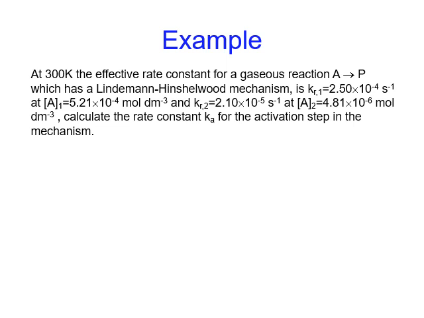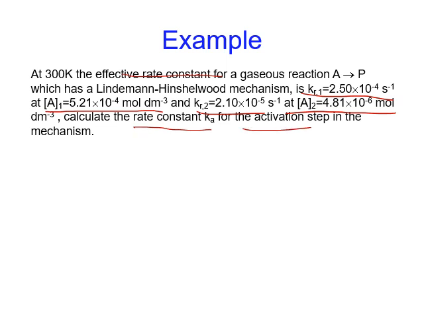Example: at 300 Kelvin, the gas phase reaction A to P follows the Lindemann-Hinshelwood mechanism, and the effective rate constant is measured at two different concentrations. At concentration A1, the effective rate constant is this measured value, and at a different concentration, a different effective rate constant is measured. The question is, what is the rate constant Ka? Ka is called the activation step.